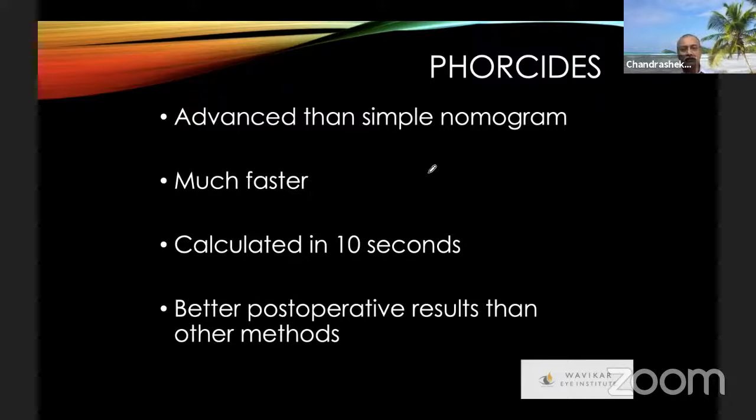So Forcides is much more advanced than the simple nomogram which was provided by Alcon. It is much faster, calculation done in 10 seconds, with better postoperative results than other methods for sure, and especially for abnormal cornea, it really works.